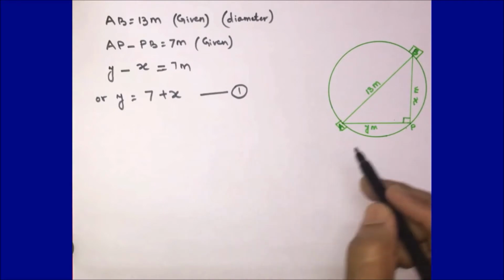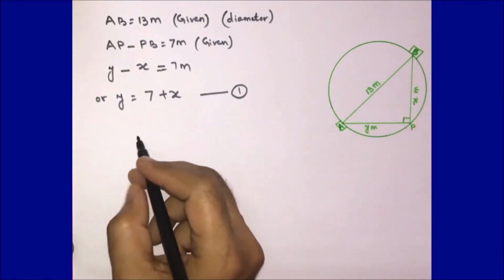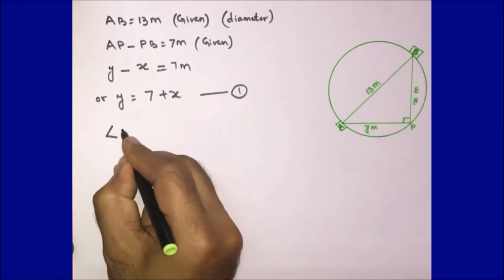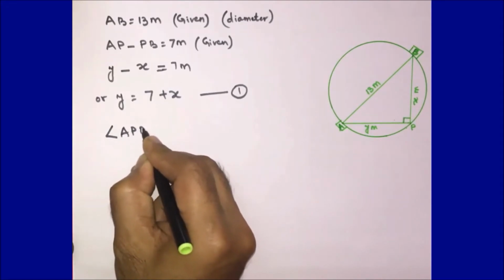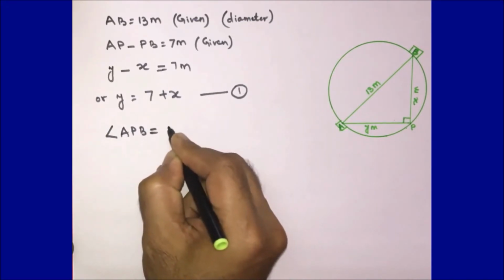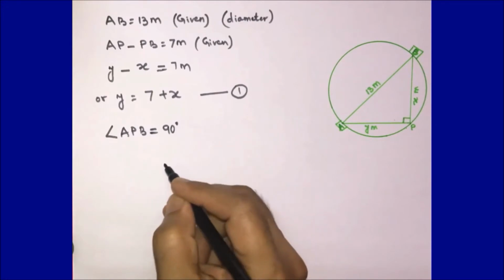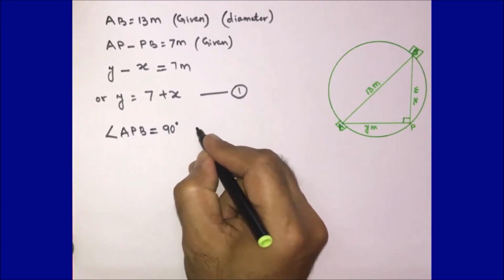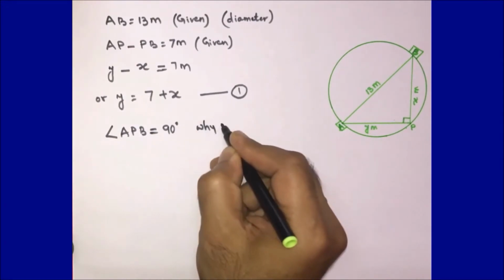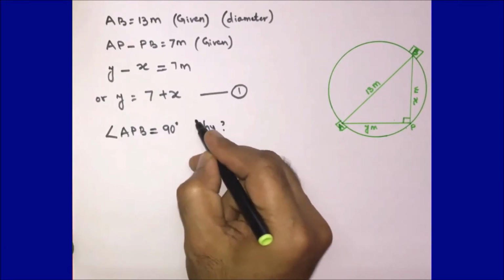Now you could see that ABP forms a right angle triangle. Angle APB is equal to 90 degree. But how can we tell that it is 90 degree? Why is it 90 degree?